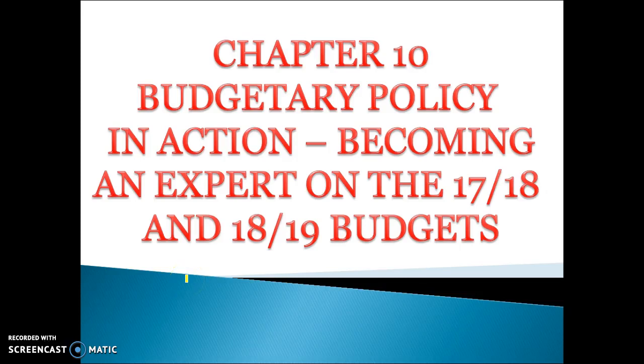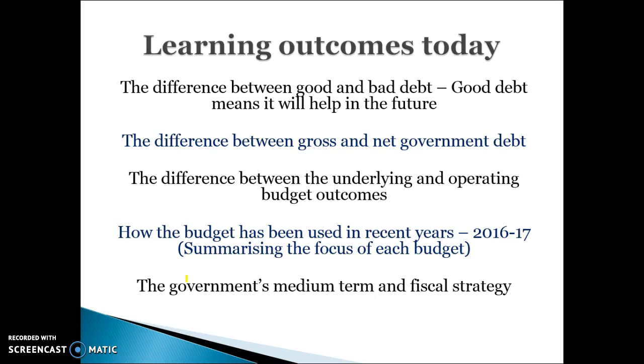Okay, so this is the first video for Chapter 10. And Chapter 10 is basically all about the last two budgets, so the 17-18 budget and the 18-19 budget, and how they can impact the economy and how they're likely to impact growth and inflation and full employment. In these first few videos, we're going to look at a few key relationships between budget outcomes and debt, what's meant by good and bad debt, and the difference between underlying and operating budget outcomes.